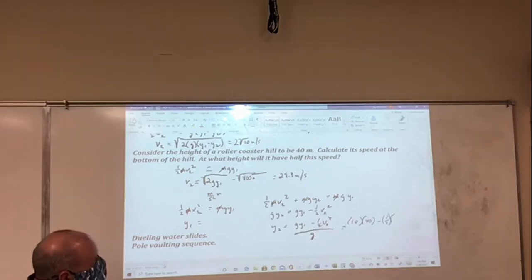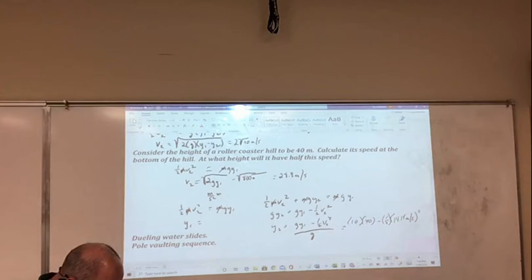And at that point, the velocity would be 14.15 meters per second. Wouldn't it be 14.14 because we rounded up? Because it was 28.28 instead of 28.3. It wouldn't matter on the test. And that's squared, right? Divided by 10. I don't have my calculator here.